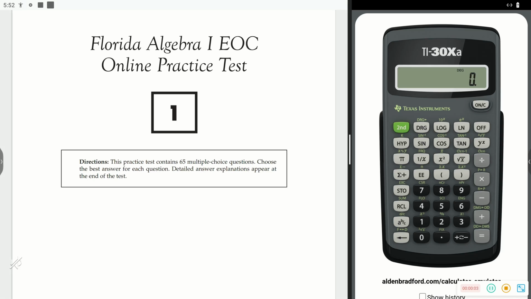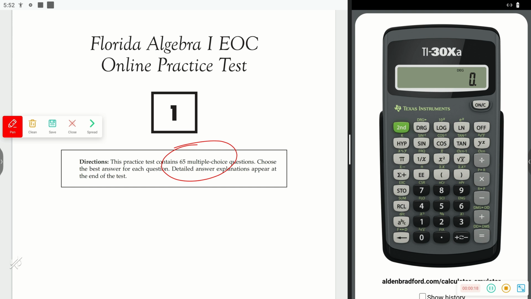Hello students, this is a Florida Algebra 1 EOC practice test. As we can see right here, it has 65 multiple choice questions, and what we're going to do is go through all 65 questions to help you guys prepare for the Algebra 1 EOC.